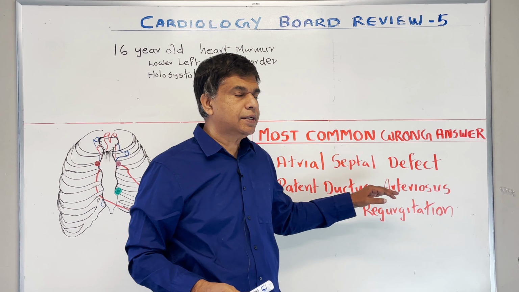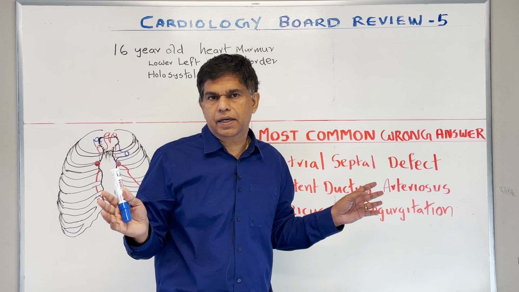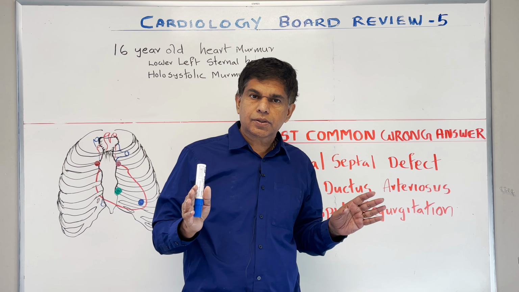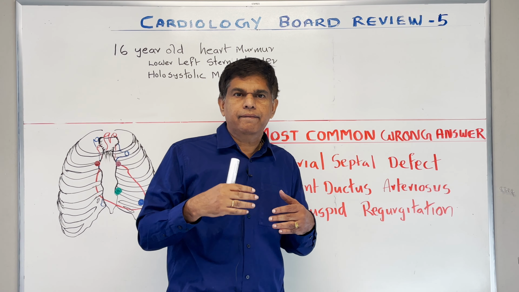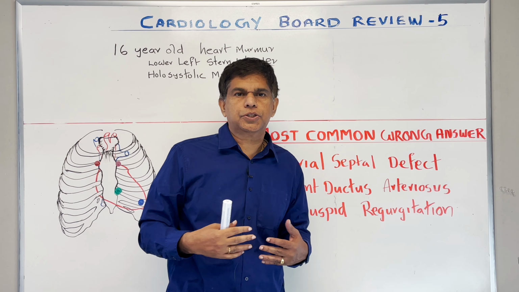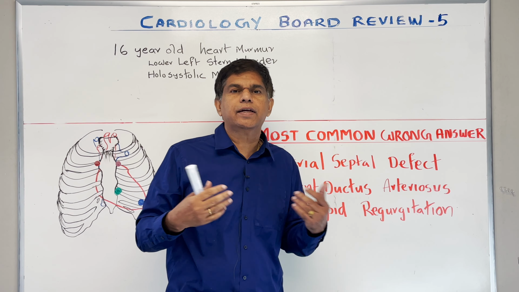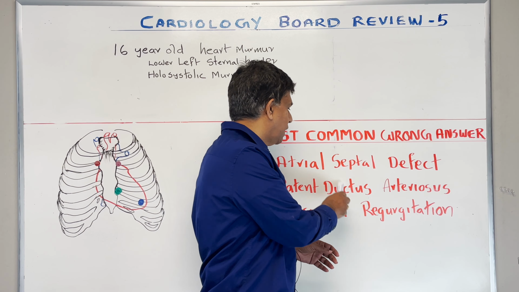The patent ductus arteriosus, again, is a congenital heart defect, right? So what happens in patent ductus arteriosus? You get this machinery-type murmur, okay? It's a continuous murmur. When you talk about a continuous murmur, that's in systole and diastole. It's not a systolic murmur, so you can take that one out also.